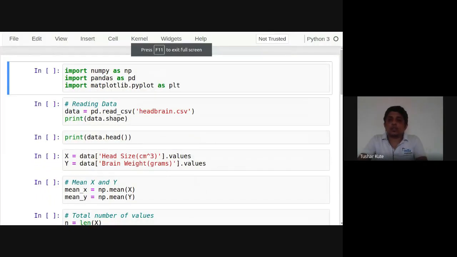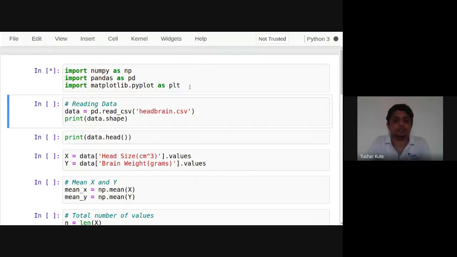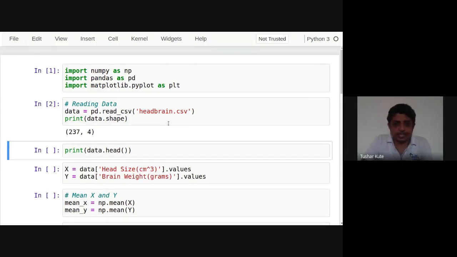I have created a small code, so we can identify how exactly the least squares regression technique, which I have shown theoretically, works when implemented practically. For this application, I have a data set called headbrain.csv. I'll read it, and you can see 237 rows and 4 columns are present in it.